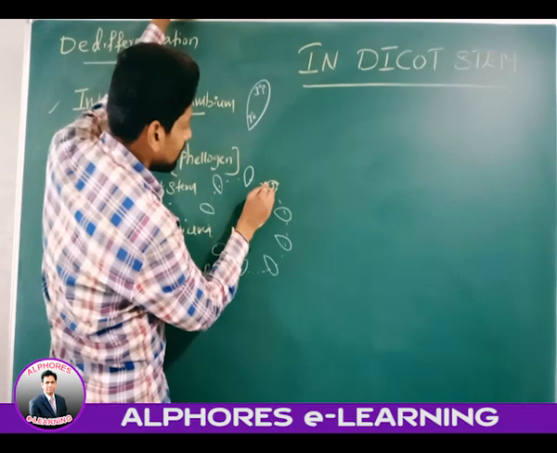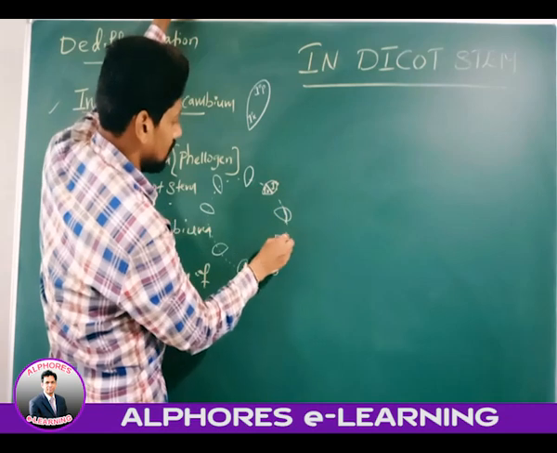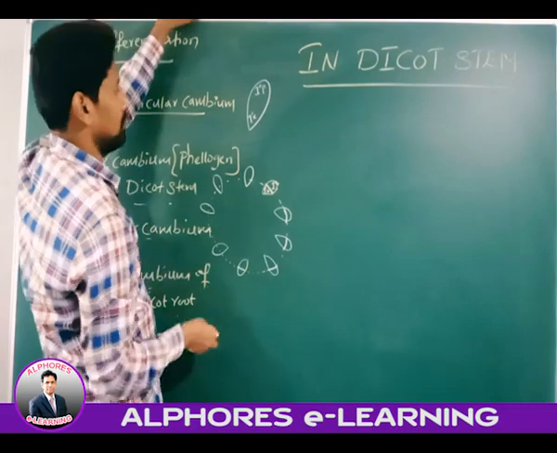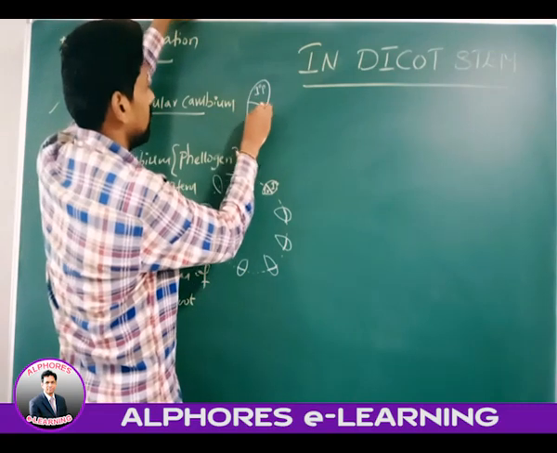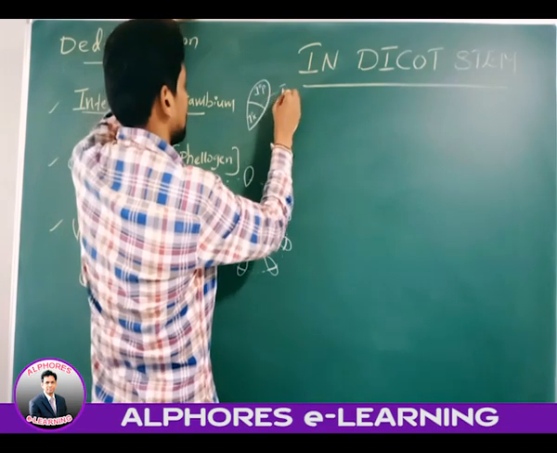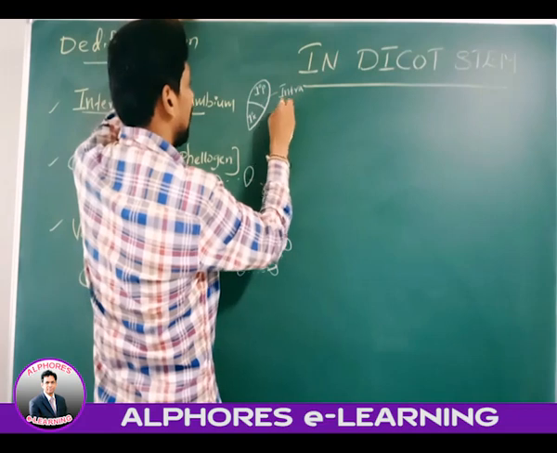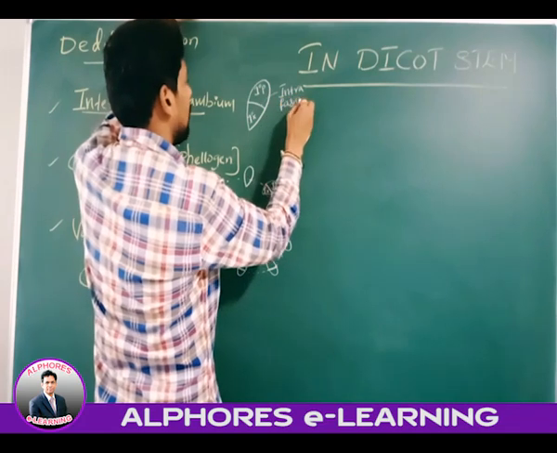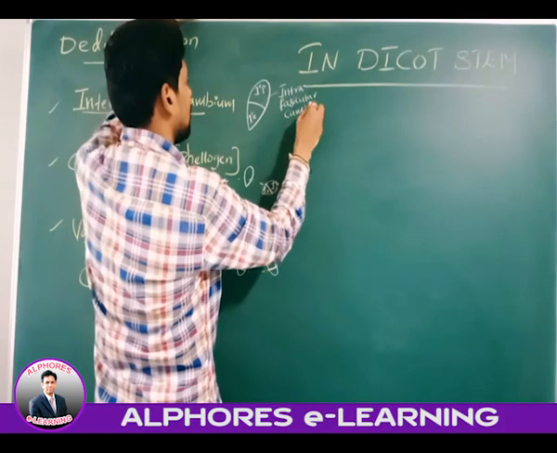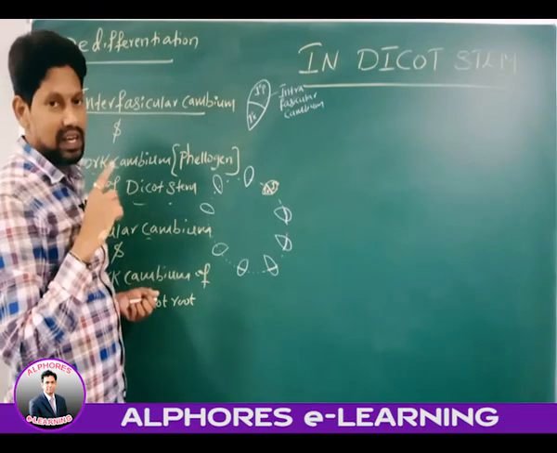Sir, in between this primary xylem and primary phloem, what is present? Intrafascicular cambium is present. Now listen to the statements carefully. We are discussing dicot stem, right?